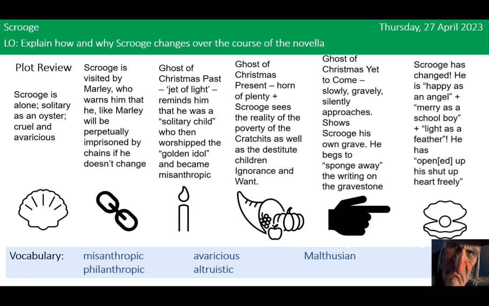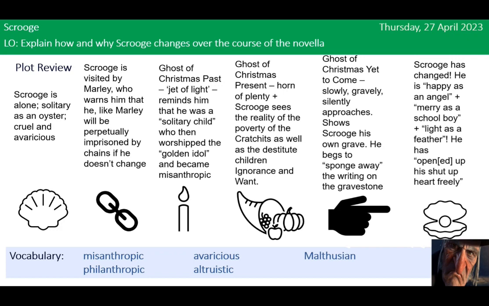So, quick plot review, broken down into 6 parts here. Scrooge is alone, solitary as an oyster. He's cruel and avaricious at the beginning. Then Marley's ghost visits him, warns him that he could be perpetually imprisoned by chains if he doesn't change. Then the Ghost of Christmas Past comes along, has a jet of light coming from his head, and reminds Scrooge of when he was a solitary child who worshipped a golden idol and became misanthropic.